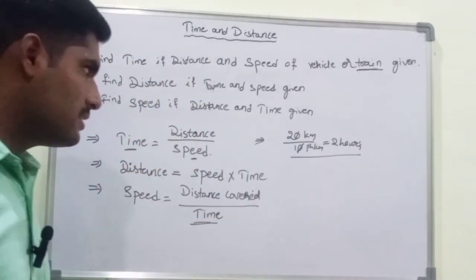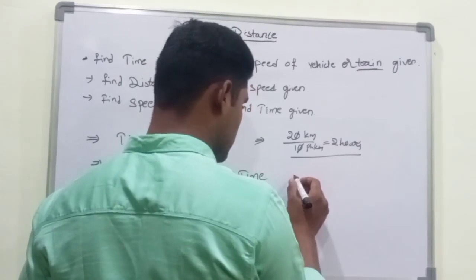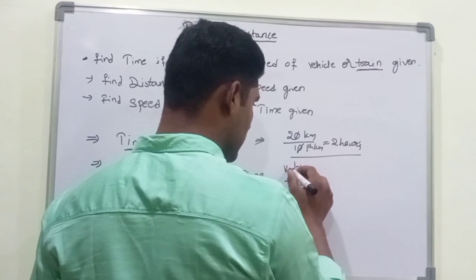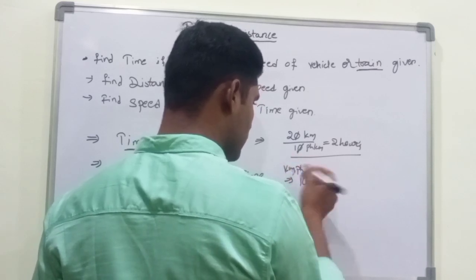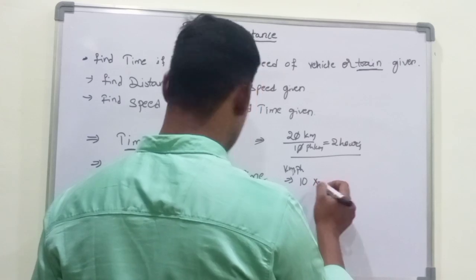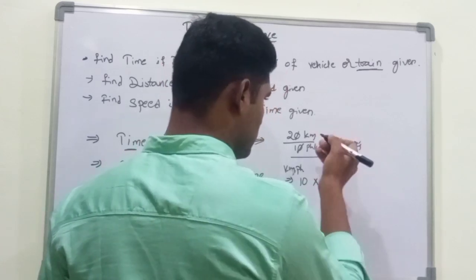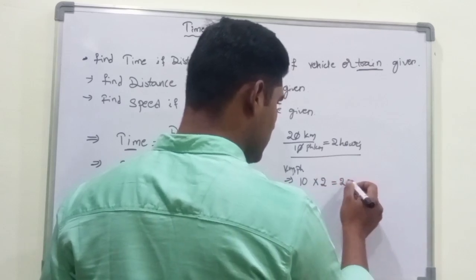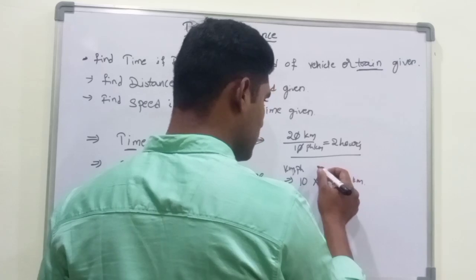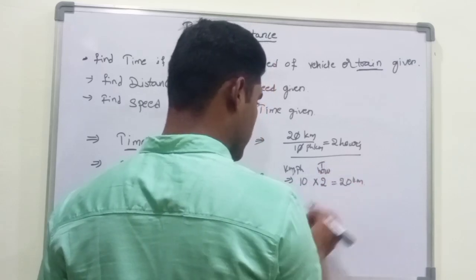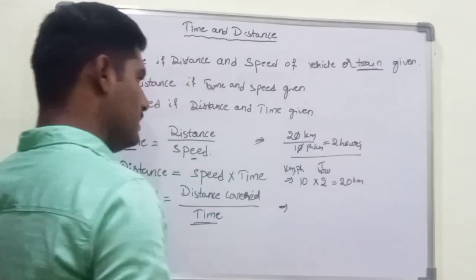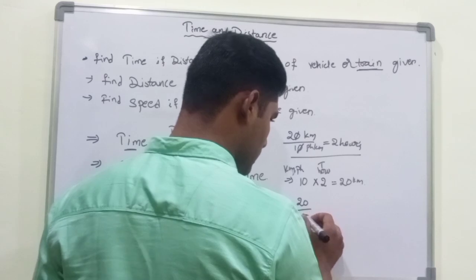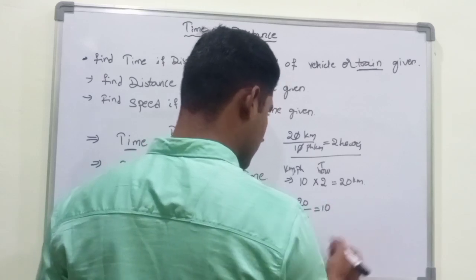So how do we get distance? Speed 10 kilometers per hour, into time 2 hours, is equal to 20 kilometers distance. Same here for speed: speed is nothing but distance covered by time, which is 10.